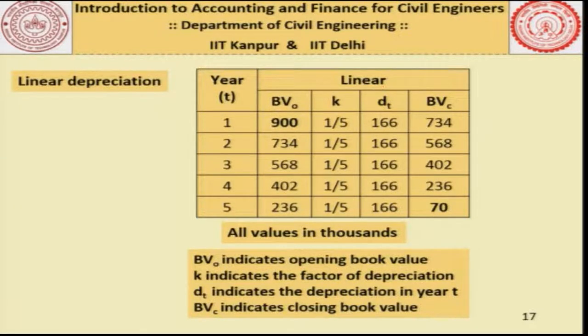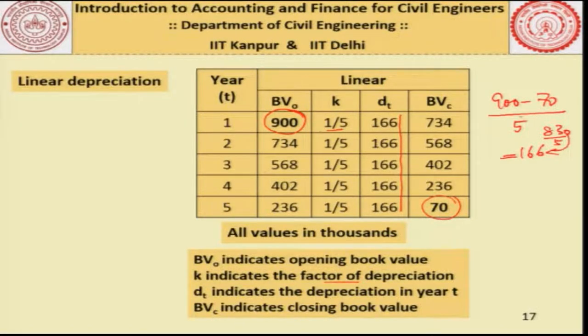If we look at this, we started with 900, we go to 70. What is our K? K is the factor of depreciation. Over a period of 5 years, if 900 is the original value, 70 is the salvage value, and we divide this by 5, what we will get is 166, that is 830 here divided by 5, that is what is giving you 166. So 166 is the constant depreciation which is happening.